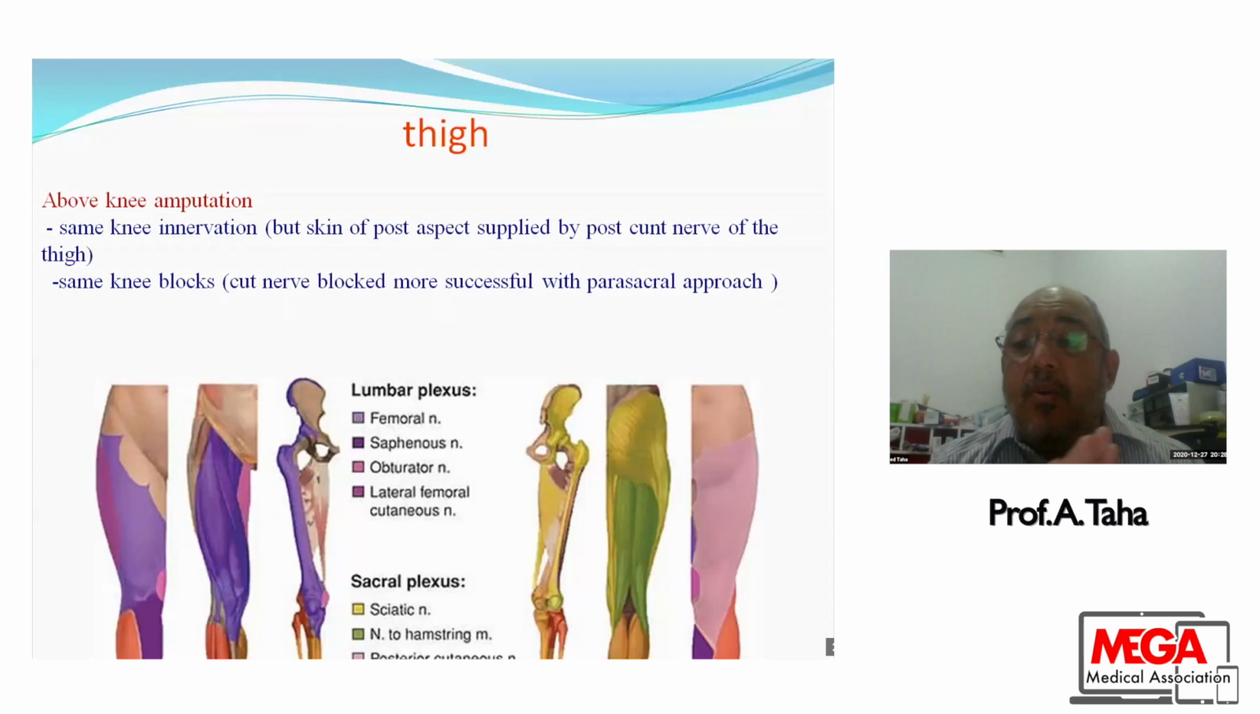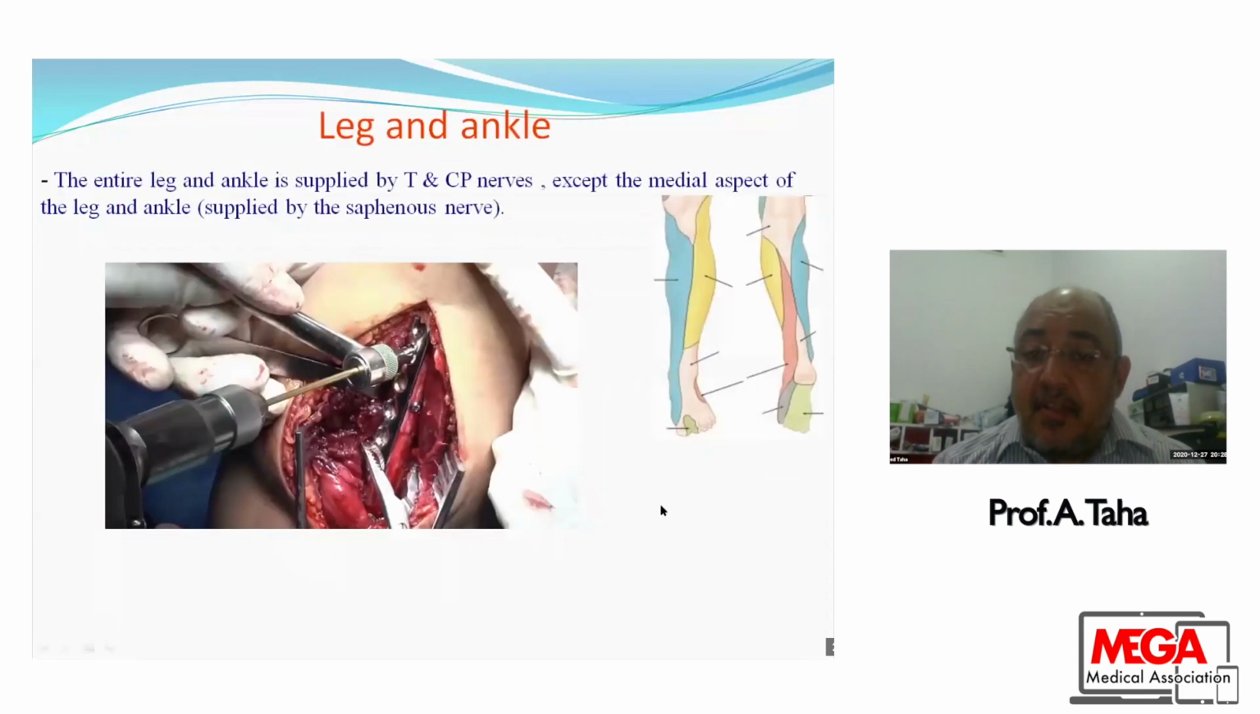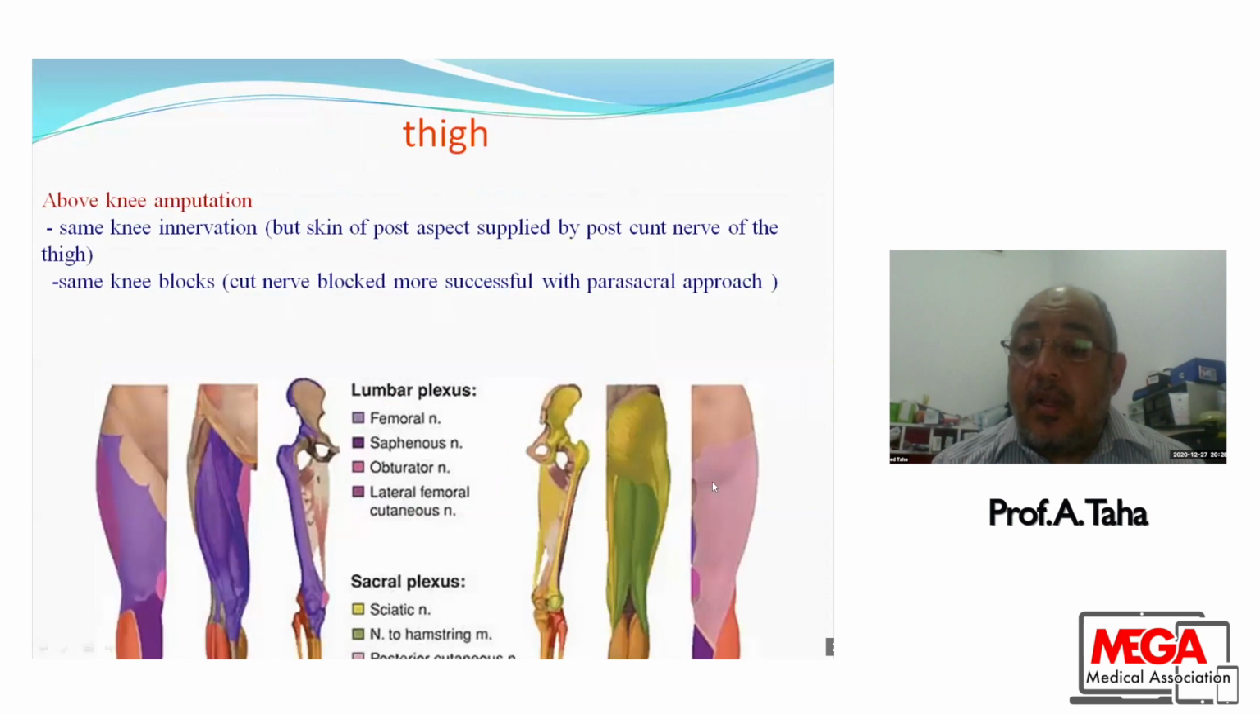It can be done completely, as I said yesterday, above or below knee amputation completely by nerve block alone. The thigh is also innervated like the knee, by the femoral, sciatic, obturator and lateral cutaneous nerve of the thigh, with the exception that the posterior aspect of the thigh is supplied by the posterior cutaneous nerve of the thigh, which is a branch of the sacral plexus. That's why I prefer to do sacral plexus block in this kind of surgery.